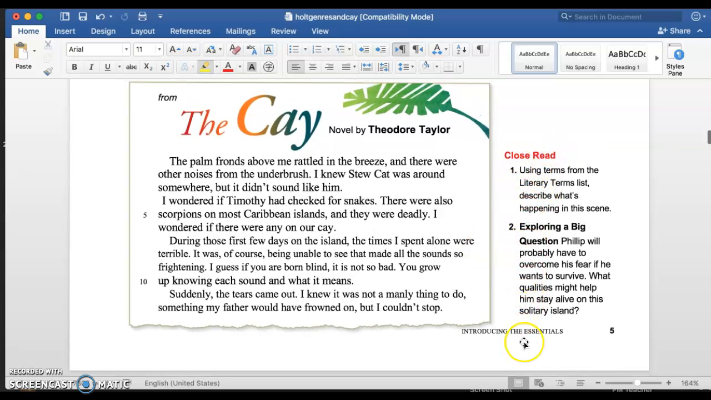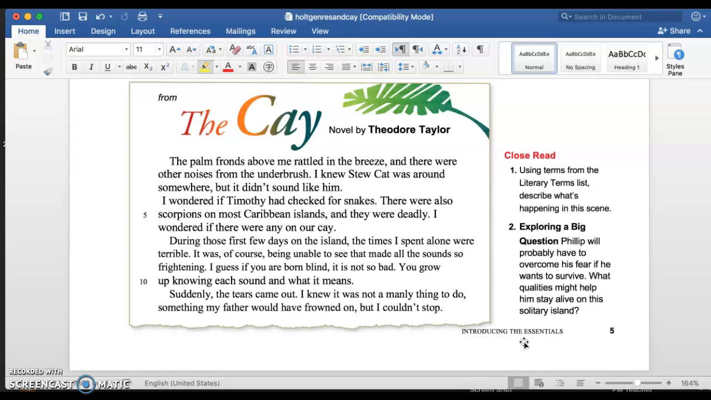Let's look at my questions first. Using terms from the literary term list, describe what's happening in the scene. In exploring a big question, Philip will probably have to overcome his fear if he wants to survive. What qualities might help him stay alive on this solitary island? So what we're going to do is identify our characters, our setting, our conflict, and what point of view the story is being told in. So The Cay. Now remember, this is a novel. Okay, it's by Theodore Taylor. This is just a small excerpt, a little piece. So this is by far not anywhere close to what the whole story is.